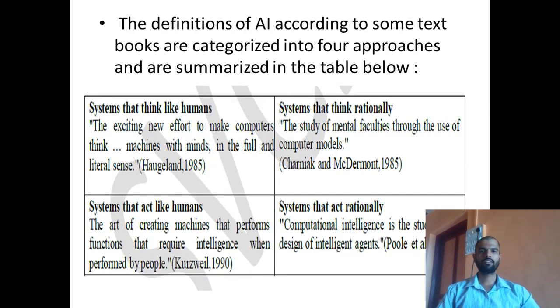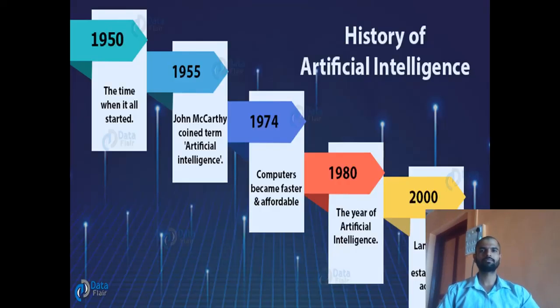So here are some definitions which are taken from books about artificial intelligence. The first one is systems that think like humans, systems that act like humans, systems that think rationally, systems that act rationally. Okay, so what is meant by rationally or rationality? This term will be discussed in further slides.